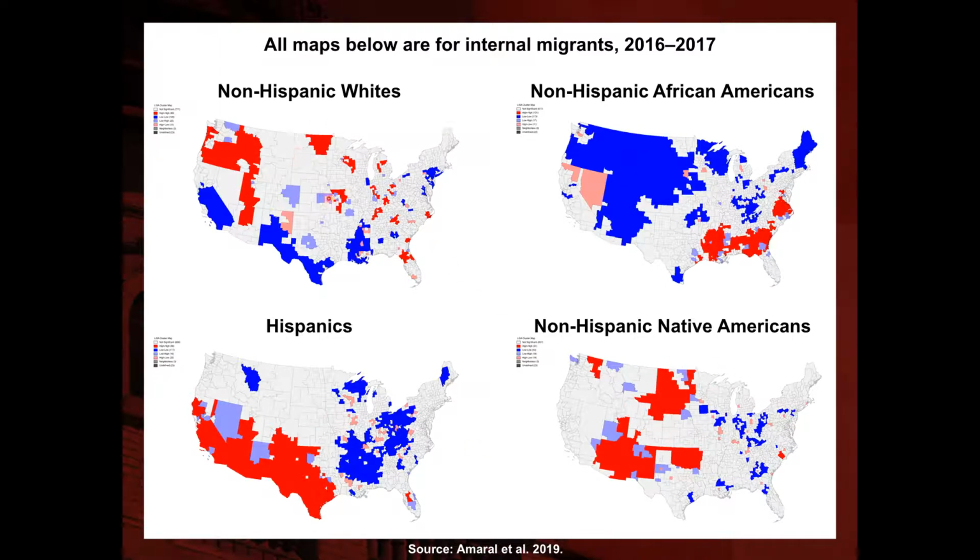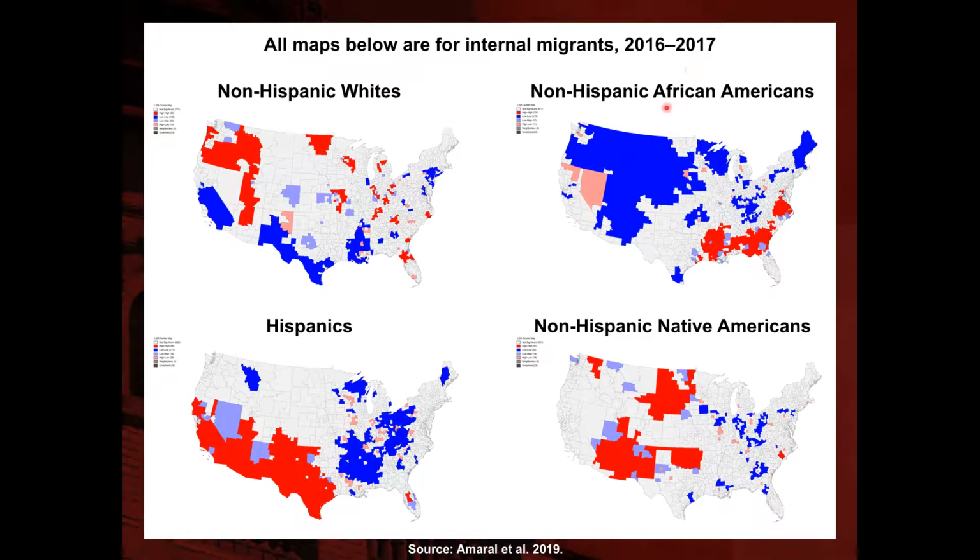So non-Hispanic whites, the ones who are internal migrants, the ones who moved between 2016 and 17, have the highest chance of moving to Oregon and also Washington State, Idaho, Montana, Utah, Arizona, and really few chances to move to California, New Mexico, and Texas, for example, and also Louisiana.